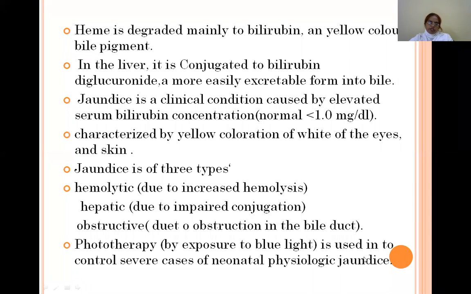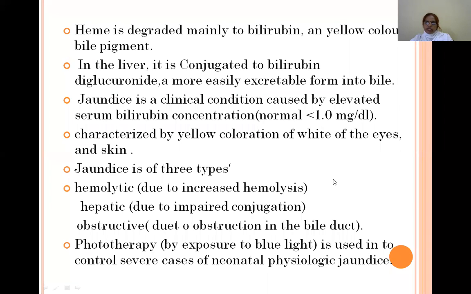Heme is degraded mainly into bilirubin. Bilirubin is a yellowish bile pigment. In the liver, it is conjugated to bilirubin diglucuronide, which is a more easily excretable form into bile.